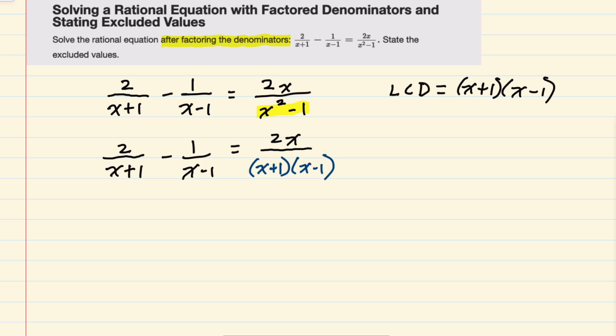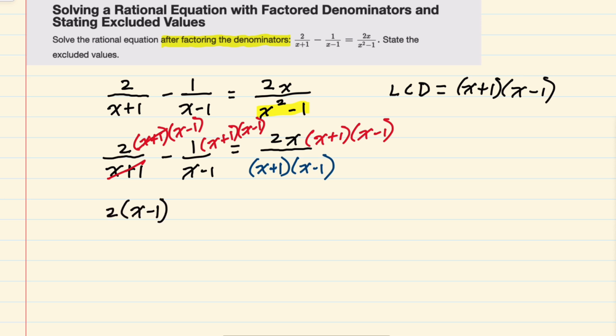So to remove all of these fractions, I can cancel each of the denominators by multiplying through on the left and right by that lowest common denominator. This will allow me to cancel in that first term the x plus 1, leaving me a 2 times x minus 1. In the second term, the x minus 1's cancel, leaving me a minus 1 times x plus 1. And then on the right-hand side, both the x plus 1's and the x minus 1's cancel, so I'm left with just the 2x.